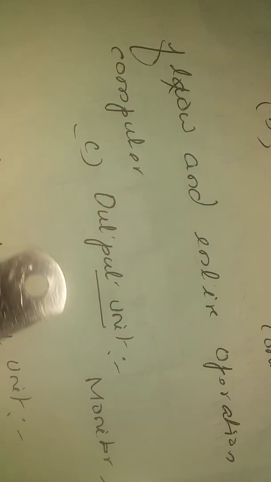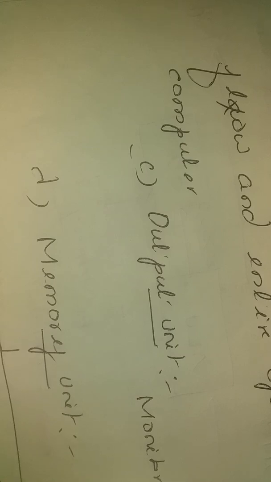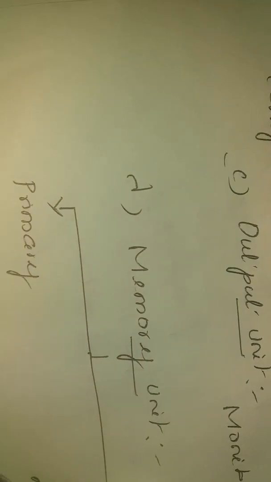Next one is the output unit. Output unit is a monitor or printer. Okay. Memory unit. So what is the memory unit? 2 types of memory are there: primary memory and secondary memory.